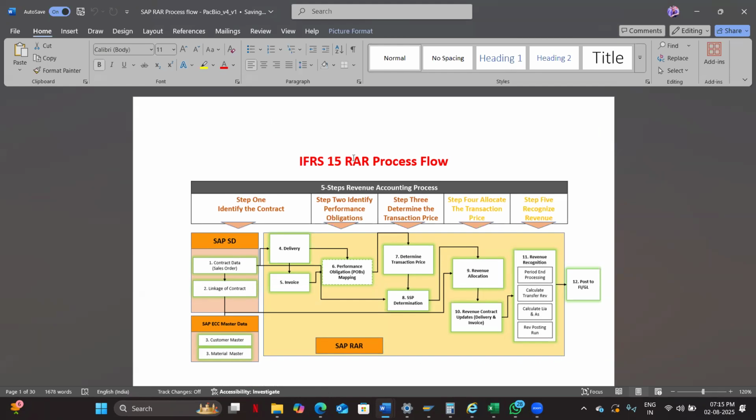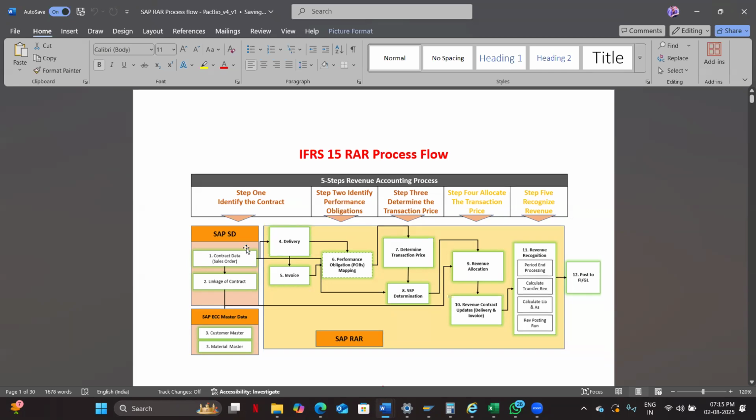In that guideline, we have 5 steps. First is step one, which is identify the contract. Step two, identify the performance obligation. Step three, determine the transaction price. Step four, allocate the transaction price. Step five, recognize revenue, which is how it works in SAP, as you can see.